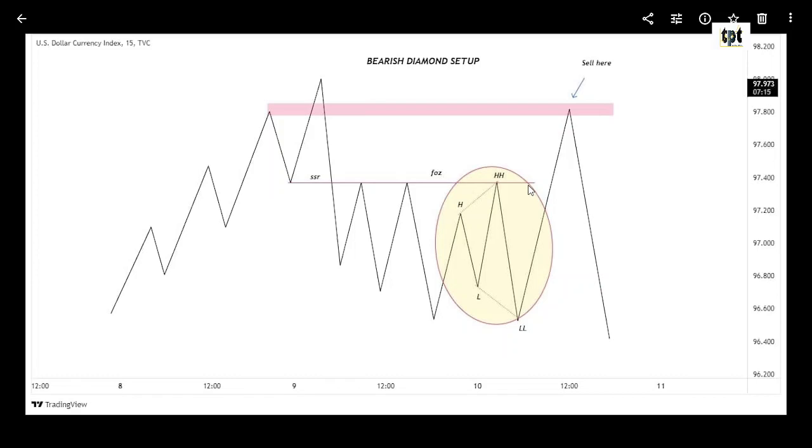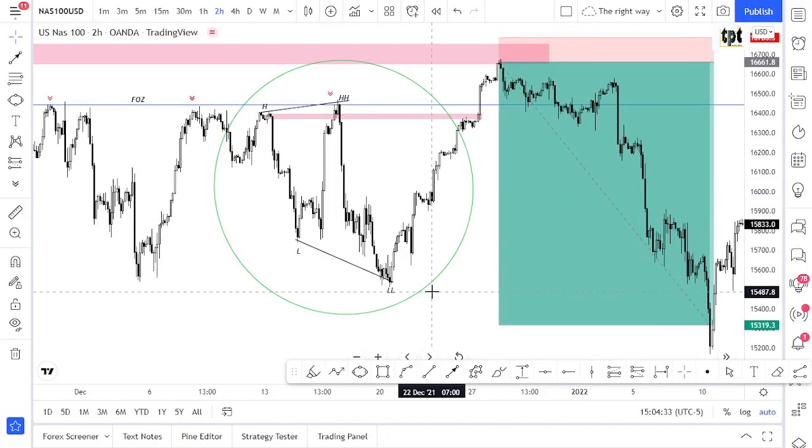So ladies and gentlemen, try to backtest and see how it works best for you. It works in all asset classes.